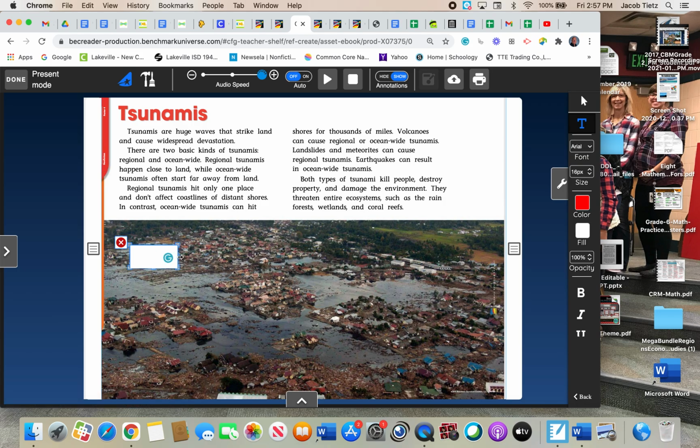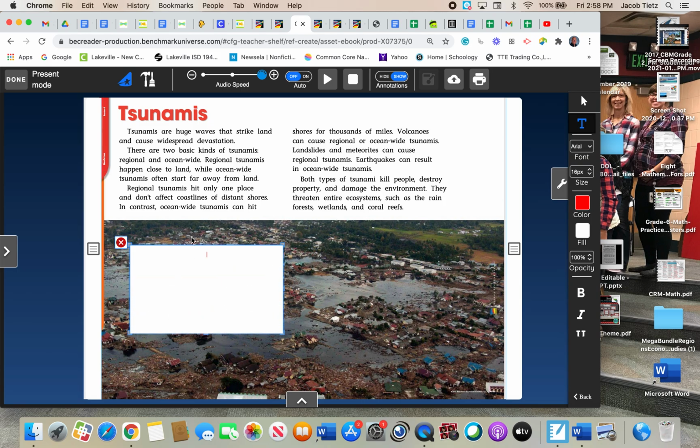So let's get myself a text box here and try to make it bigger. And as usual, I'm having plenty of trouble doing that. Okay. Maybe I should do okay.